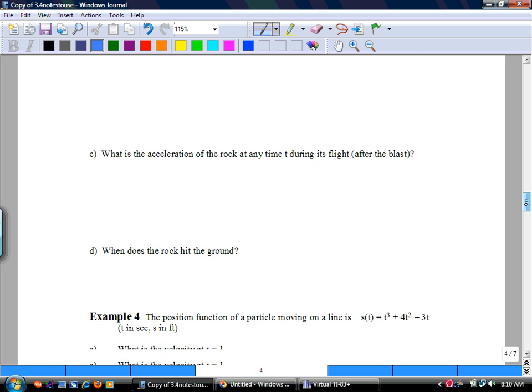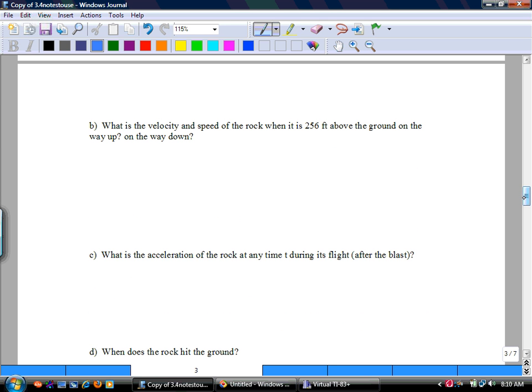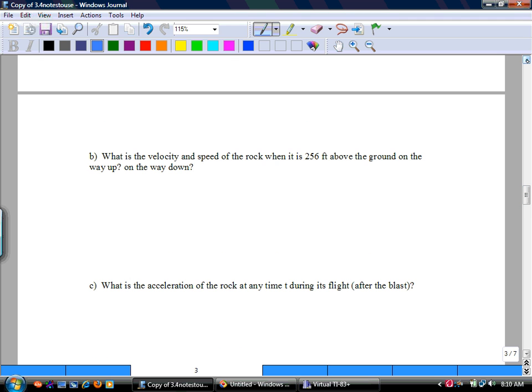Okay, so that's A. B. What is the velocity, the speed of the rock, when it's 256 feet above the ground on the way up and on the way down? The velocity?